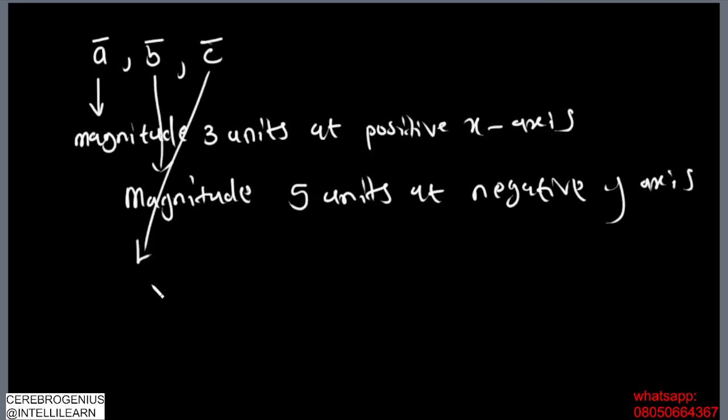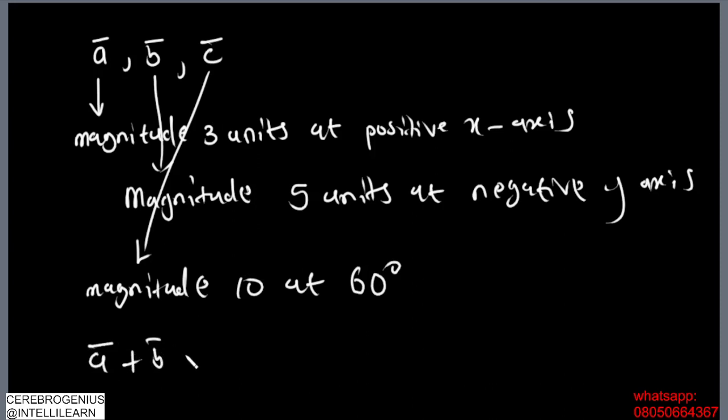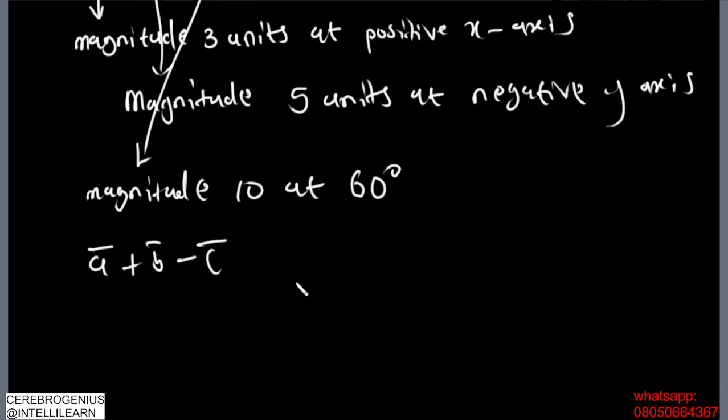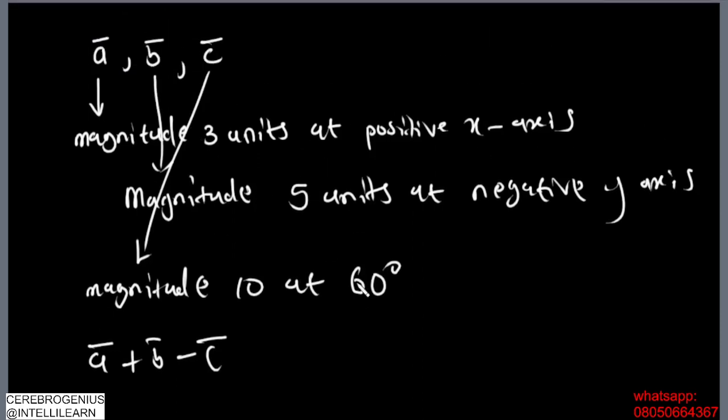Then vector C, I think one of the vectors was not exactly like the remaining ones. I think they gave this one in vector form. I'm not sure. So let's assume, let's say magnitude 10 at 60 degrees. So the question is now to find the resultant of these vectors. I think they said do A plus B minus C. So it doesn't matter, even if the questions are not exactly the same. Once you can do this, you can do that too.